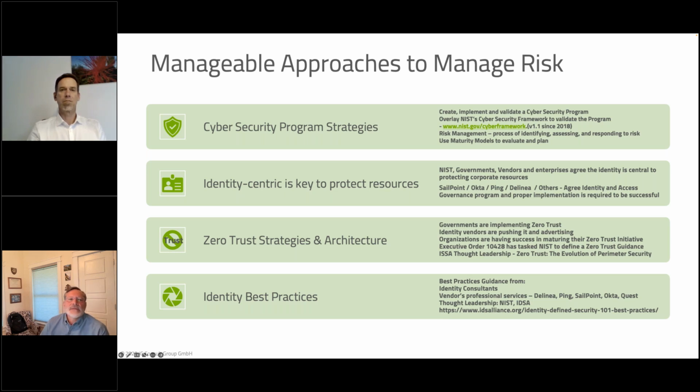And then a zero trust strategy and architecture is where a lot of organizations are going to. The US government has an executive order that tasks the NIST to define a zero trust guidance. A lot of people are using that. ISSA is also a think tank, thought leadership group, and they've addressed zero trust as well. And they talk about the evolution of, or devolution of the perimeter security model into a zero trust model.